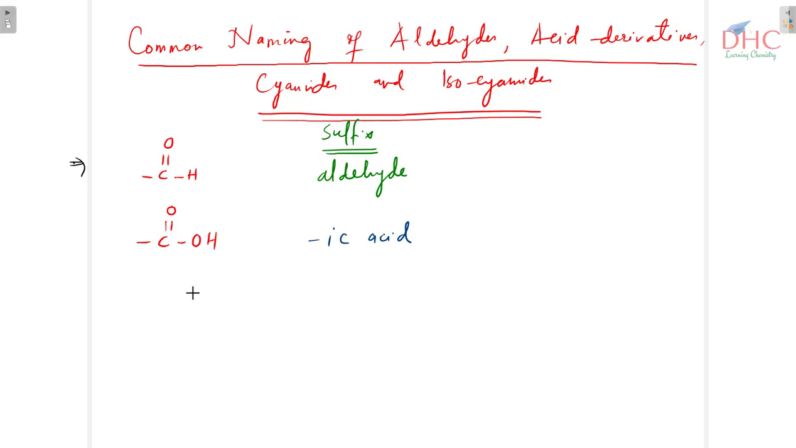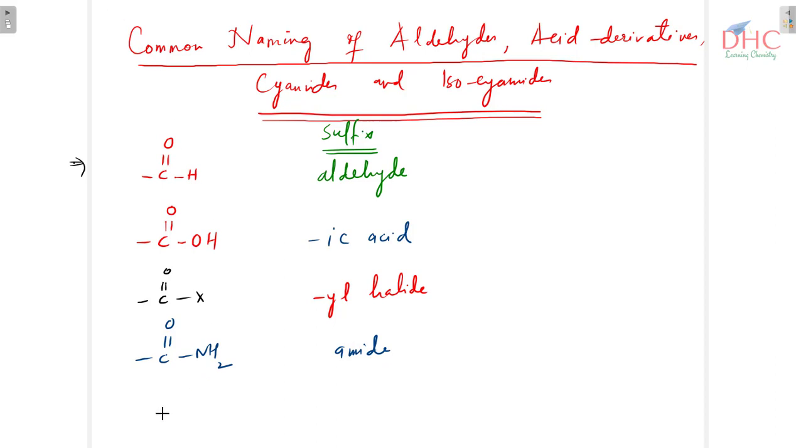Then we have the third compound, its derivative, that is C double bond OX, that is the acid halide. The name of this compound will be, suffix especially, that's alkyl halide. So depending upon, if here there is chloride, then this is alkyl chloride, bromide, then this is alkyl bromide, etc. So in general we have alkyl halide. Then the next is one more derivative, that is C double bond O NH2. This is the amide and its suffix is also the same, that's amide.